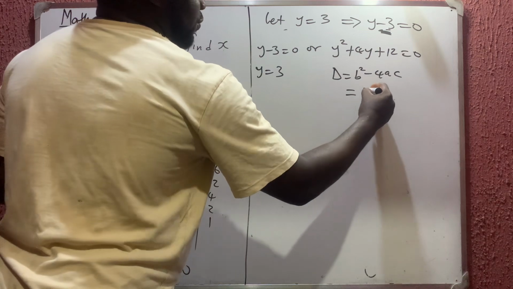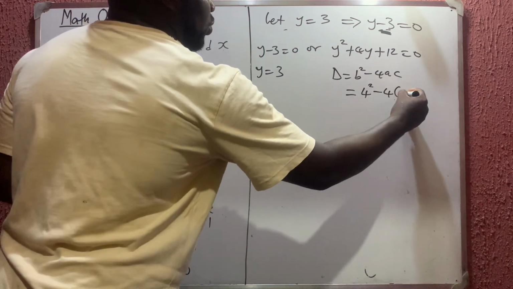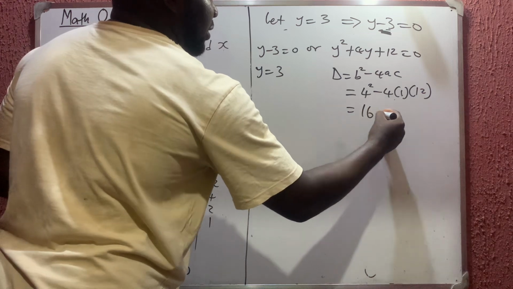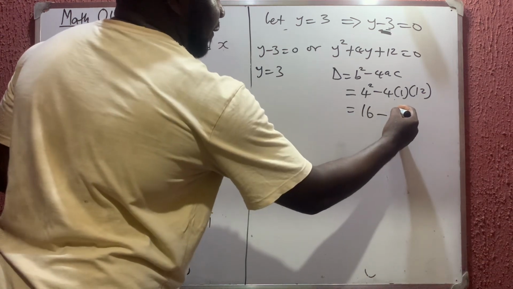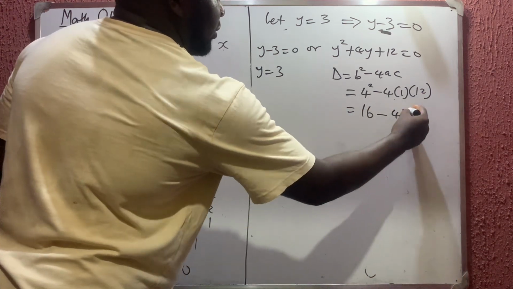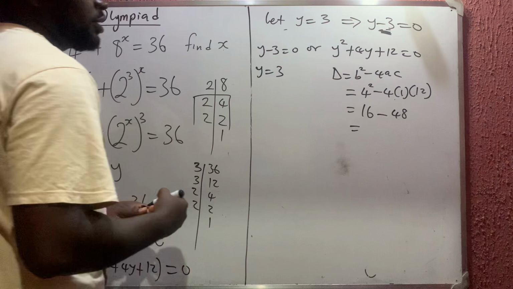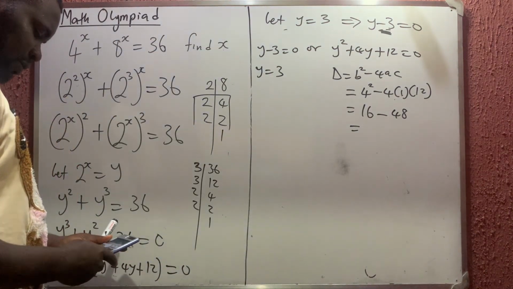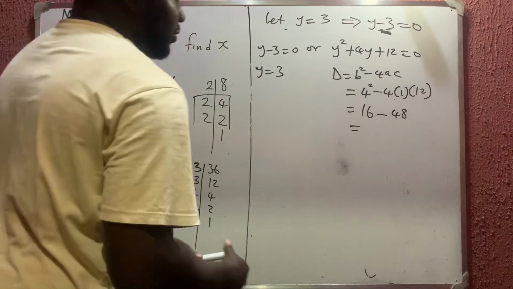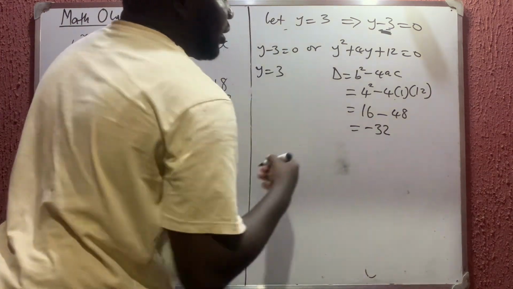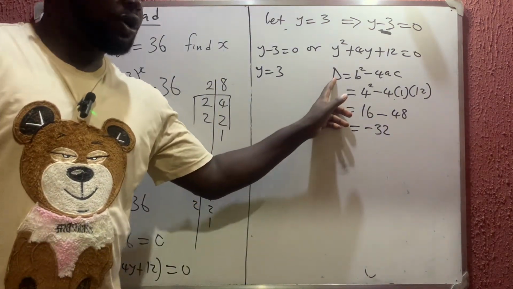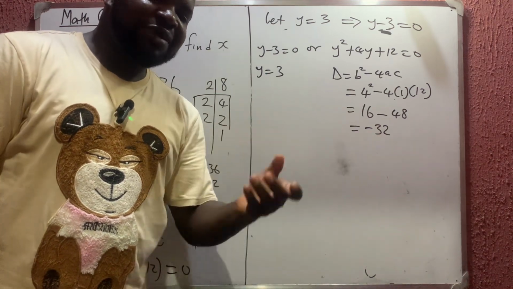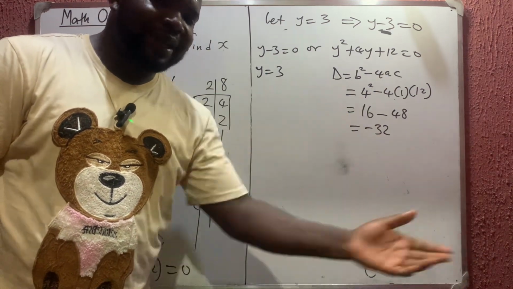So I'm going to have 4 squared minus 4 into 1 into 12, okay? Which is 16 minus 48. 16 minus 48 is giving us a negative answer, which is minus 32. And whenever the determinant of a quadratic equation is negative, that is, less than 0, it means that the solution is going to be a complex number.